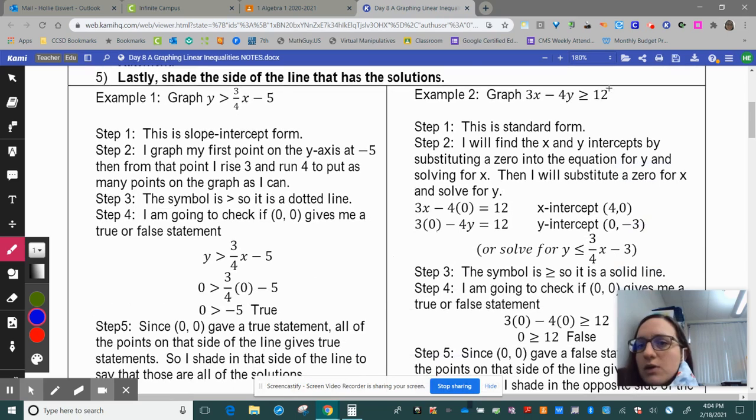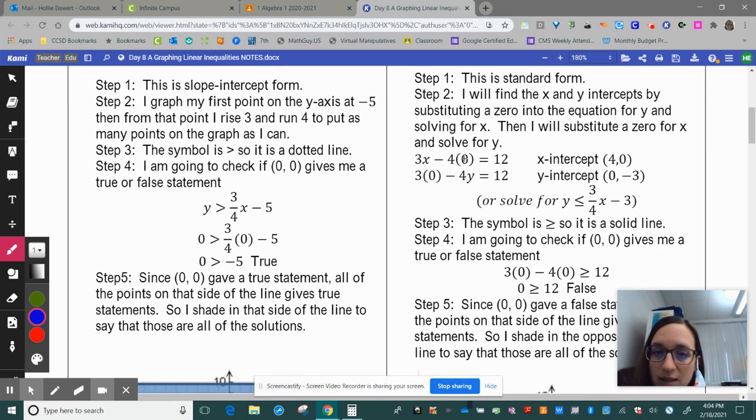Awesome. So you could convert this into slope-intercept form and graph it the same way, but I'm going to talk through how to graph standard form. Here we go. So we have our 3x minus 4y is greater than or equal to 12. This is standard form. We talked about covering and solving, right? Plug in 0 for one, find your y-intercept. Plug in 0 for the other, find your x-intercept. So they wrote that out here.